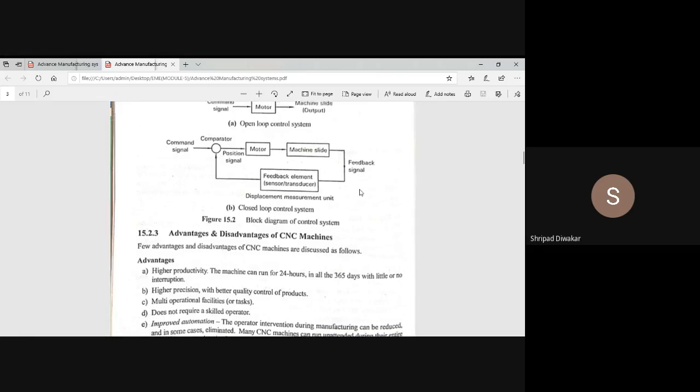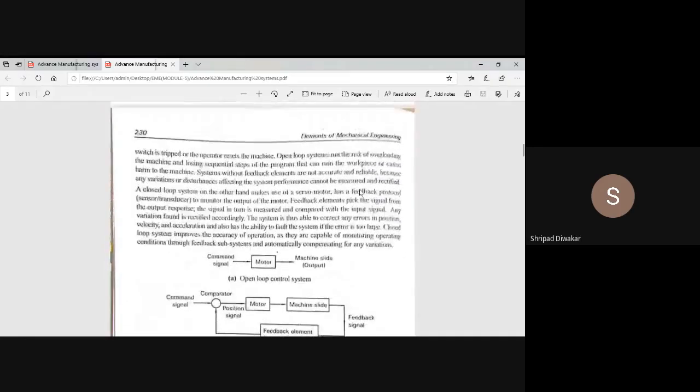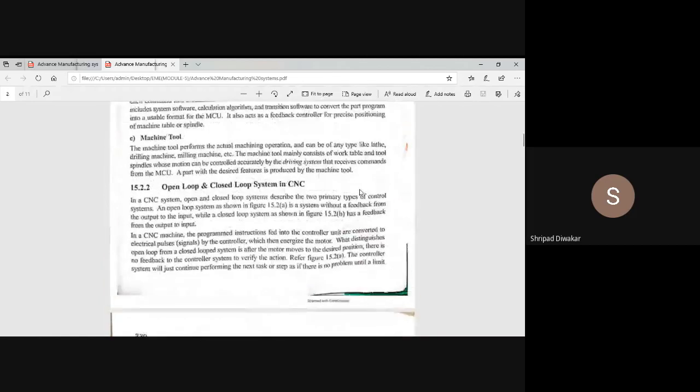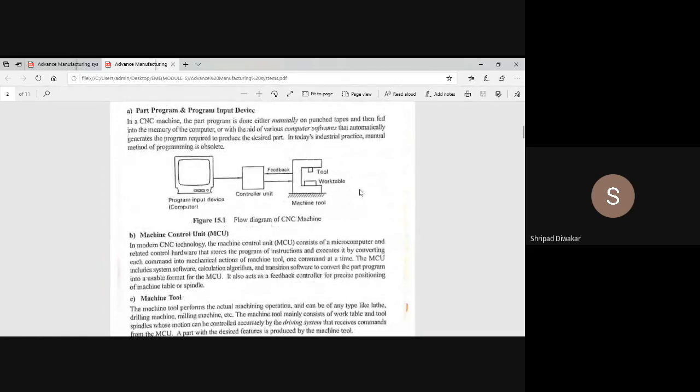So the first part, you have to study the basic parts of CNC machine. Okay, you have to explain with the sketch. These are the three basic parts: one is program input device, one is controller unit, and one is machine tool.